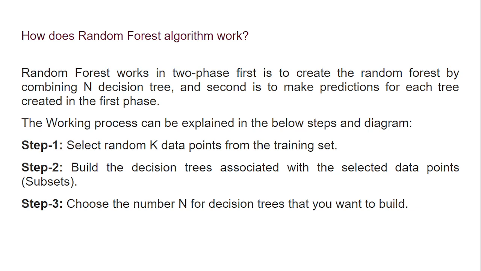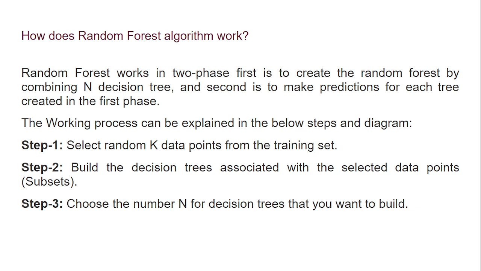Out of that we divide into k data points, right? So this selects random k data points. A k data point is a subset of this training set. You get it now? Now build the decision tree associated with the selected data points, that is the subset. Now we build a decision tree for each subset. There are k, so k number of decision trees are created.